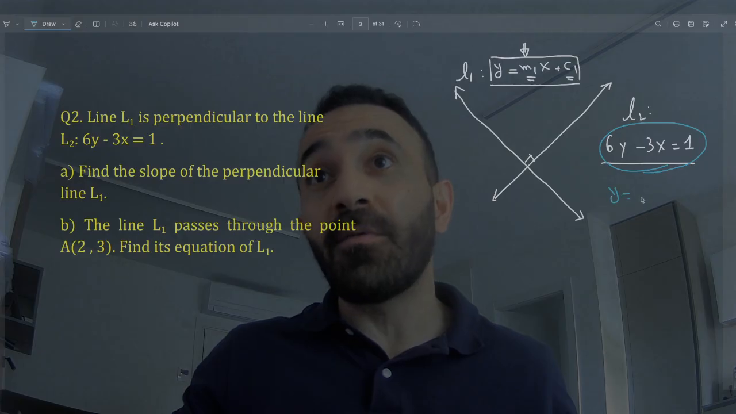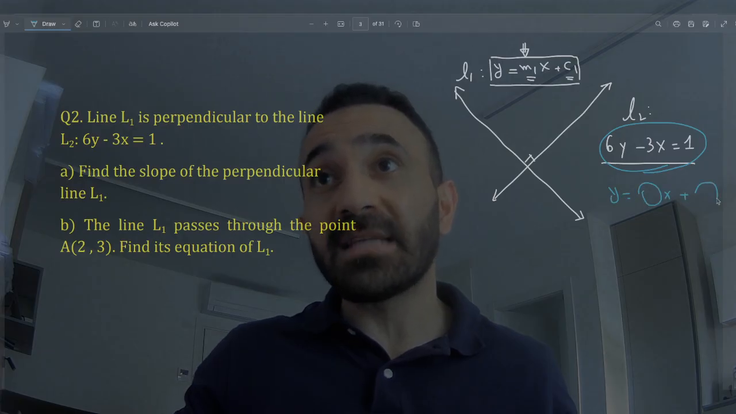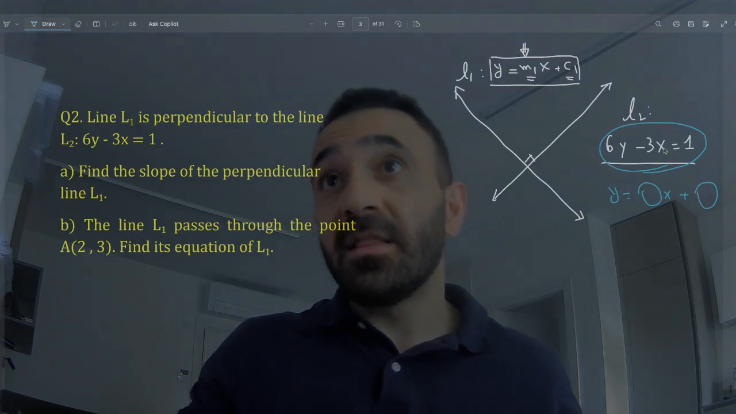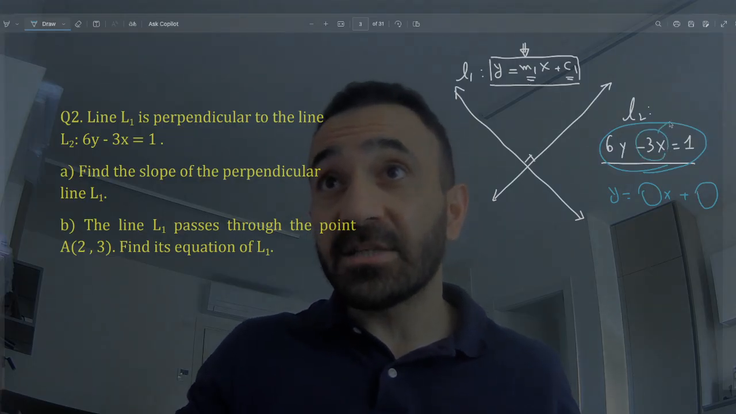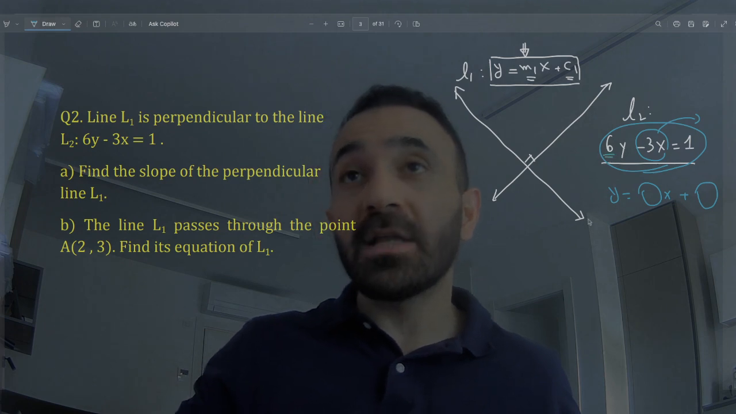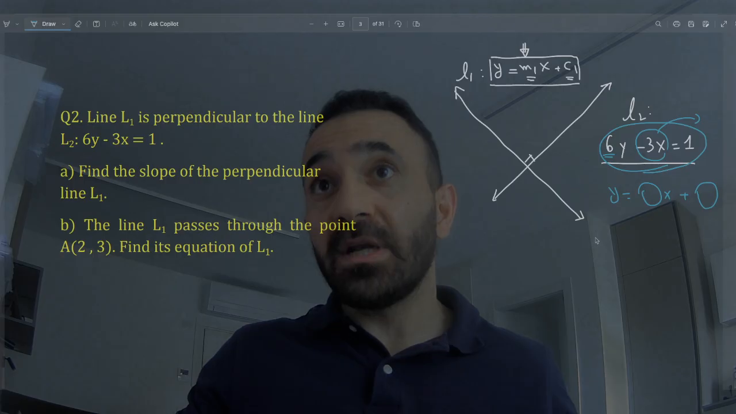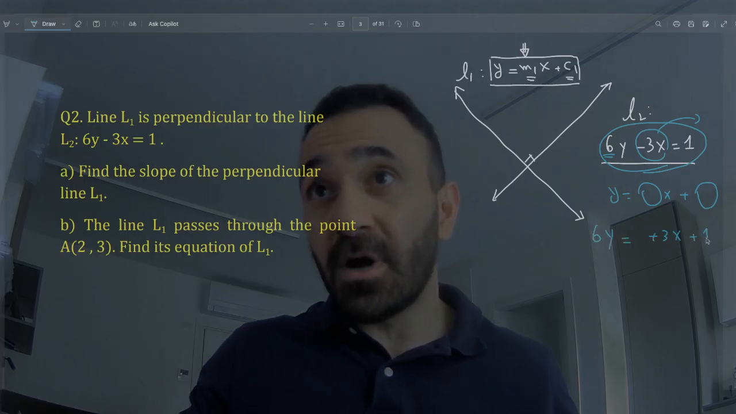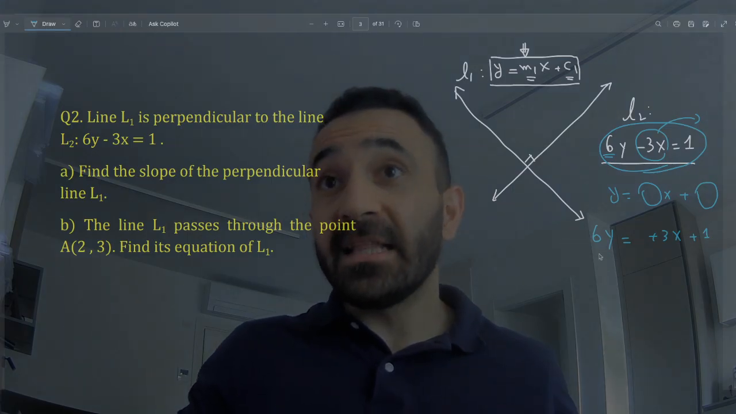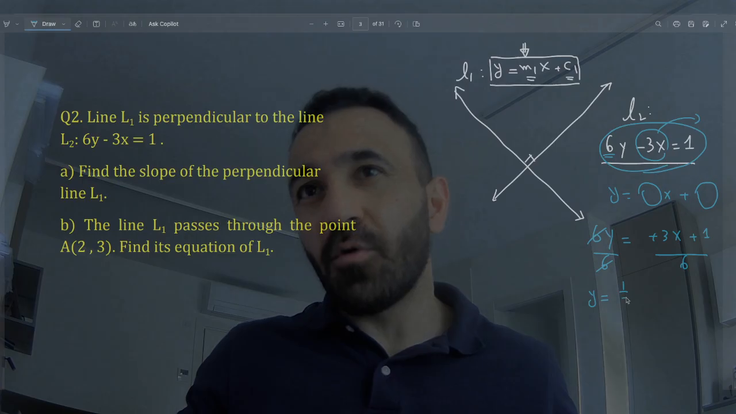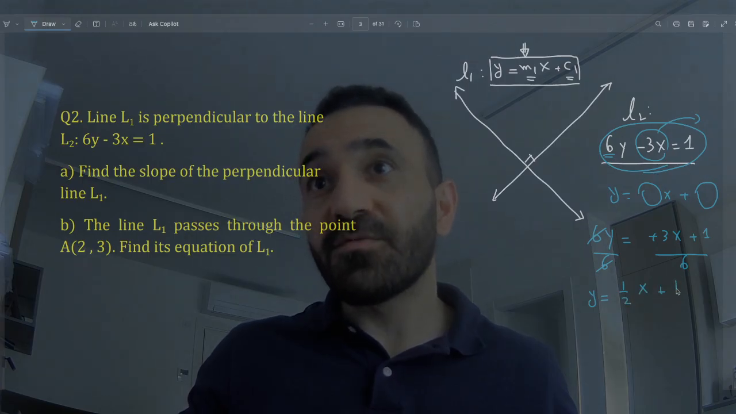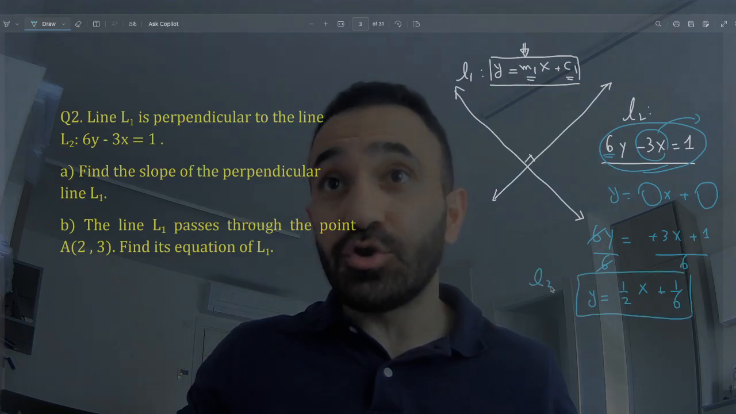Is it in this form, a number times x plus another number? No. I have to bring minus 3x to the other side, and I also have to get rid of these 6. So I'm going to say 6y equals plus 3x plus 1. Then I can divide everything by 6. So y equals 3 over 6, which is 1 over 2 if I simplify, plus 1 over 6. This is the equation of line 2.